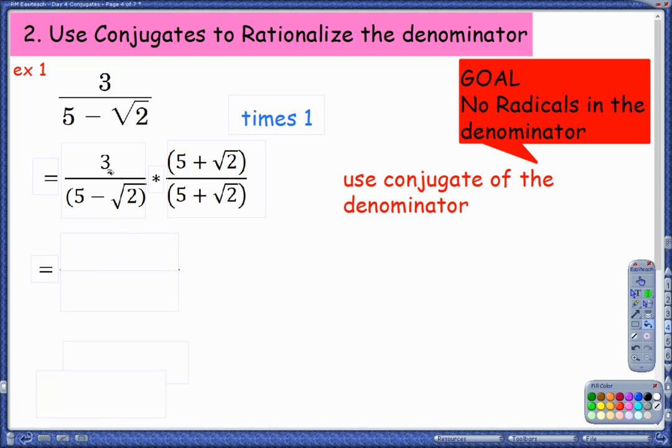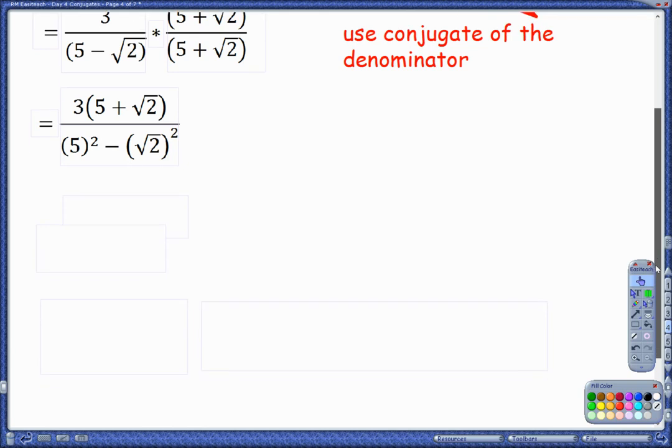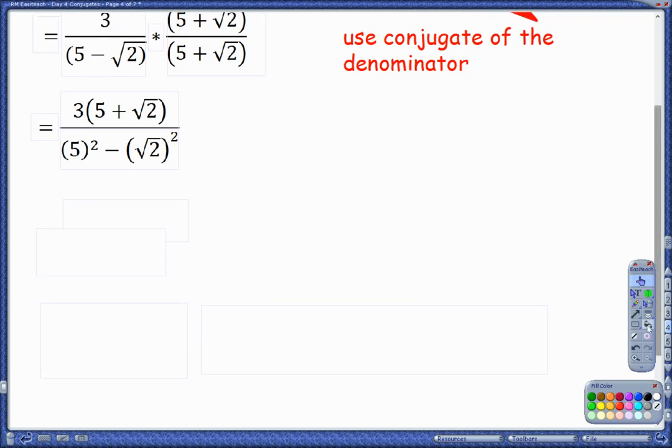So in the numerator, we have 3 times 5 plus radical 2. So you're going to do the numerator with distribution. And the bottom, because it's a difference of squares, you're going to get 5 squared minus radical 2 squared. Now take your time and do this slowly. So I'm just going to go all the way down. Here we go. So we have 3 times 5, which is 15, plus 3 radical 2.